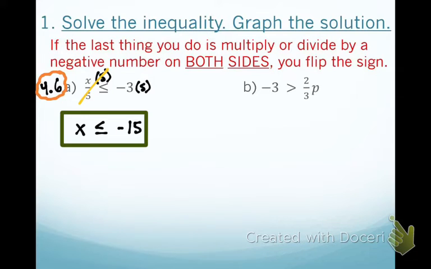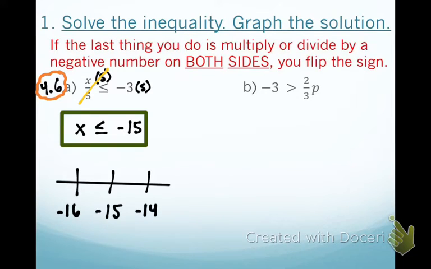All right, guys. So how many numbers should be on our number line? 3 of them. What number goes in the middle? Negative 15. What is one smaller than negative 15? Negative 16. What's one bigger?